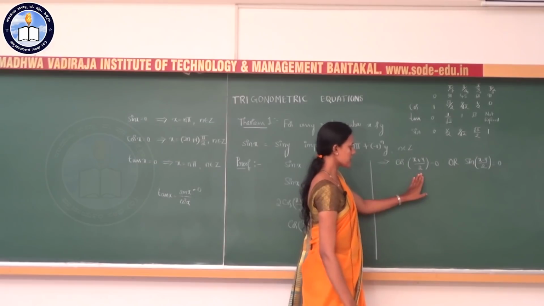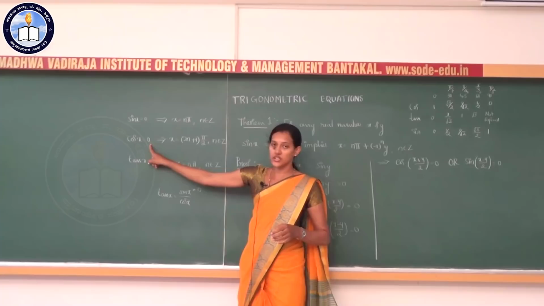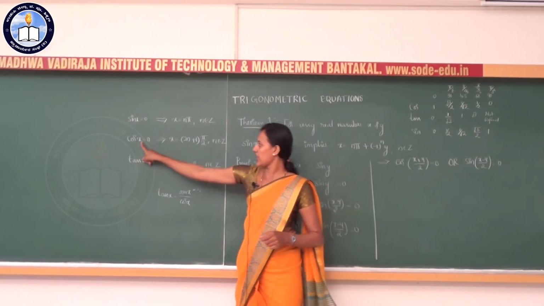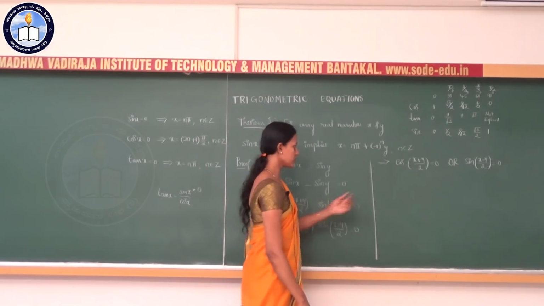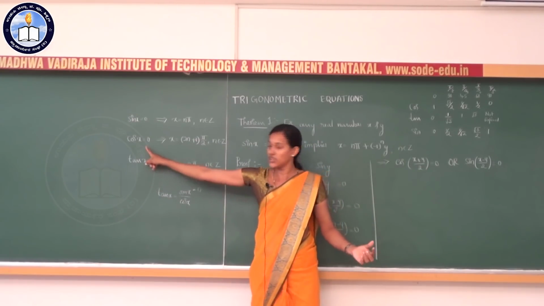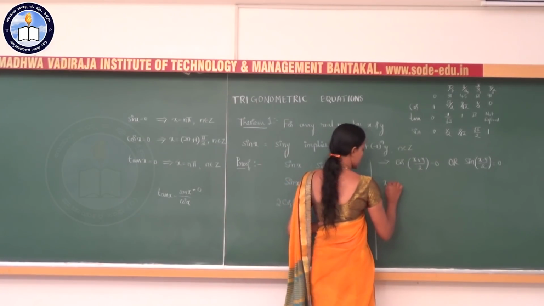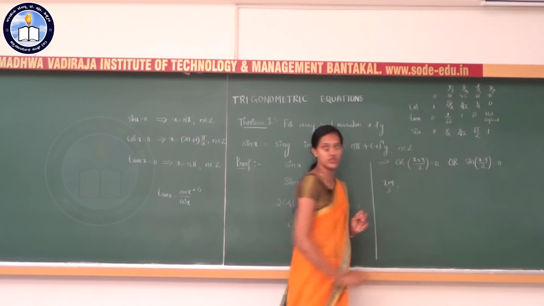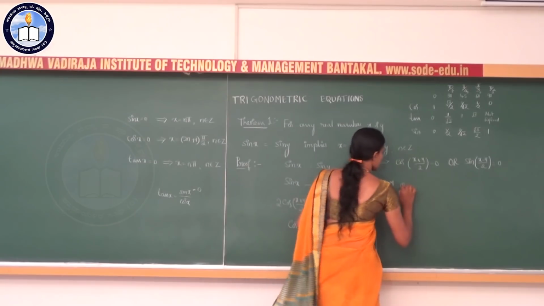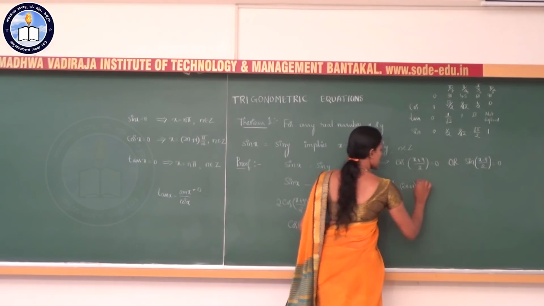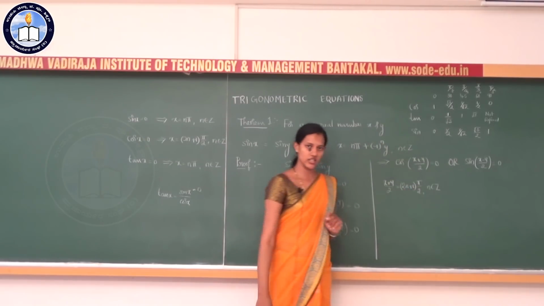Cos of (x plus y) by 2 is equal to 0. We have cos x is equal to 0 implies the angle x is (2n plus 1) into pi by 2. So, in the place of x here we have (x plus y) by 2. So, this angle (x plus y) by 2 will be equal to (2n plus 1) into pi by 2, where n is an integer.